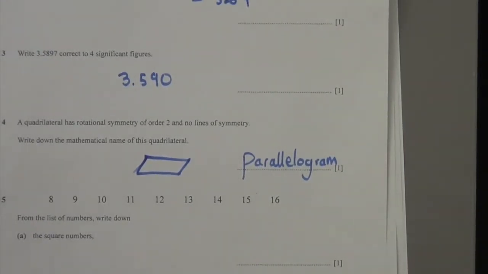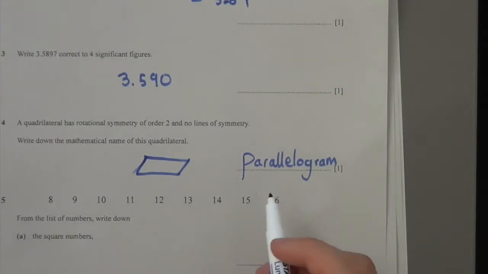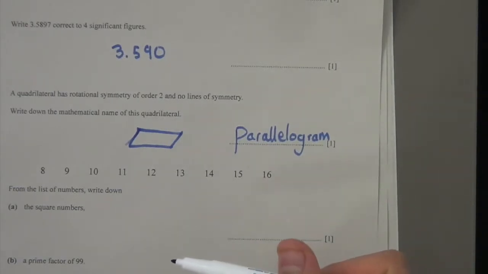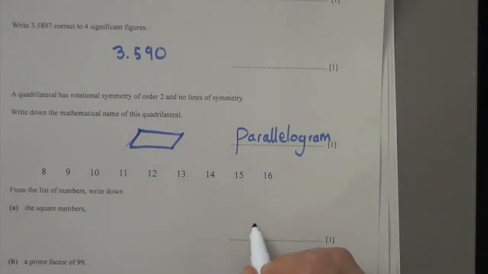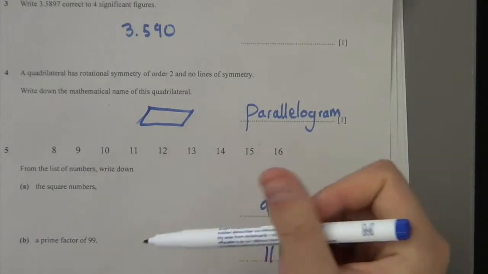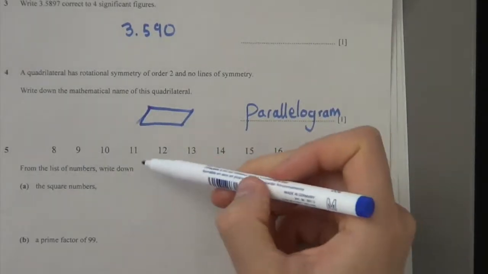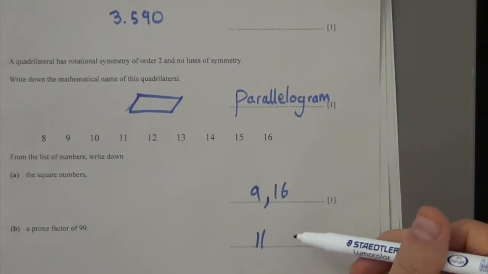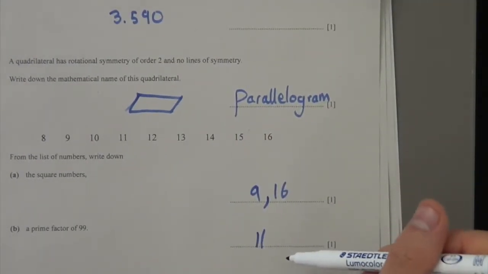5a, from the list of numbers, write down the square numbers. Okay, so basically, what's 1 squared? Well, 1 squared is 1. Okay, 1's not there. What's 2 squared? 2 squared is 4. Well, it's not there. 3 squared is 9. Okay, so 9 is one of them. What's 4 squared? Well, it's 16. Okay, and that's the maximum number in the list. So those are the answers. Okay. If you divided all these numbers by 99, you would only find 2 factors, which would be 9 and 11. 9 is not a prime number, so the answer is going to be 11. So it's 11 is a prime factor of 99.